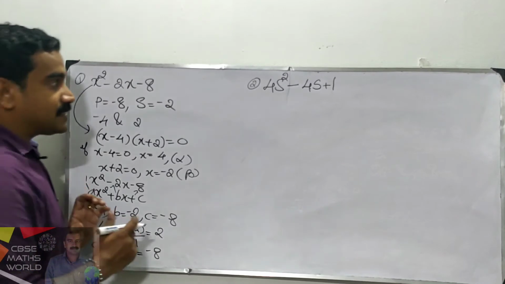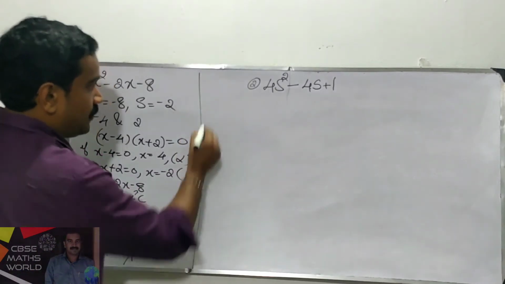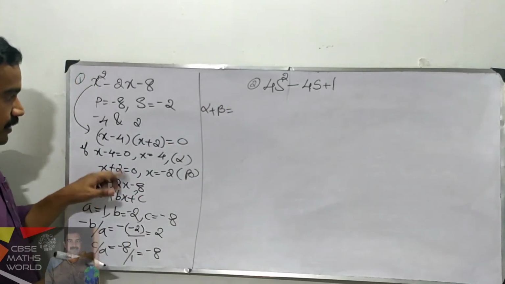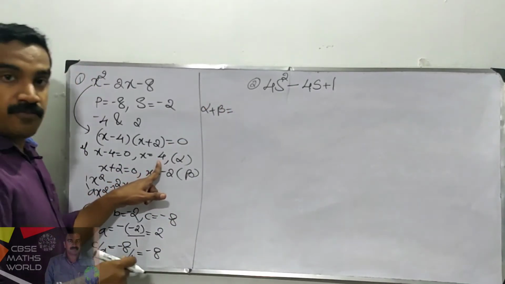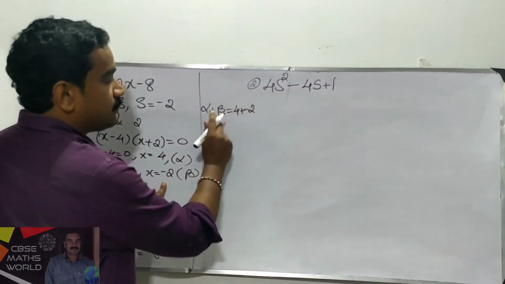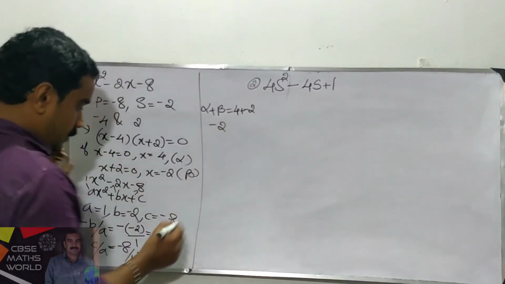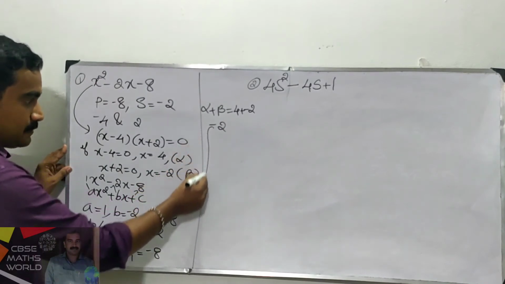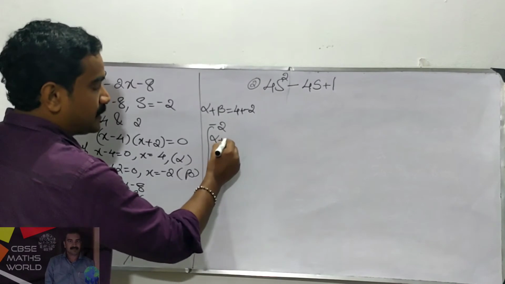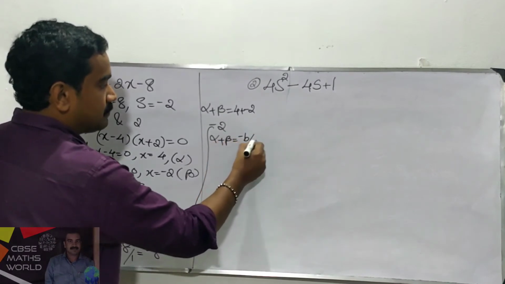Then we want to check what is alpha plus beta. What is alpha here? Alpha is 4 and beta is minus 2. So 4 plus minus 2. What is 4 plus minus 2? Minus 2. Check. This alpha plus beta is equal to minus b by a. So we can write alpha plus beta equal to minus b by a.